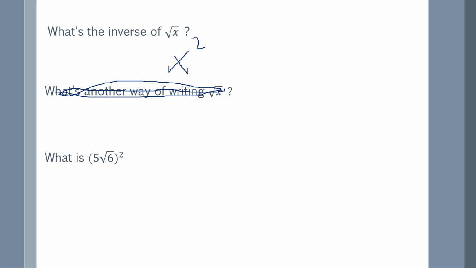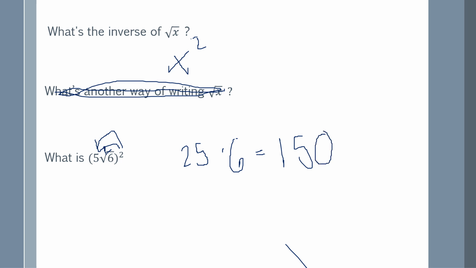So what's going to be (5√6)²? Well, I already told you what you have to do. This exponent 2, use your distributive property, multiply the exponent by both of those. So 5 squared is going to be 25. Square root of 6 times the exponent 2 is going to be just 6. 25 times 6 is going to be 150. Just like that. Alright. Oh, I'm going a little too fast.